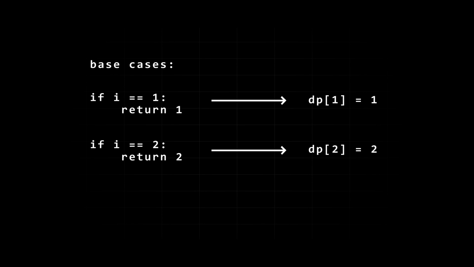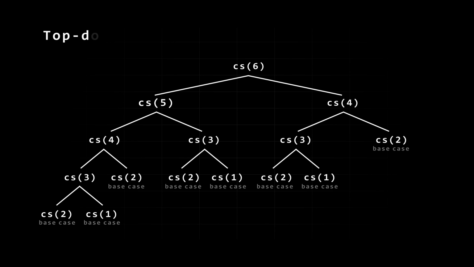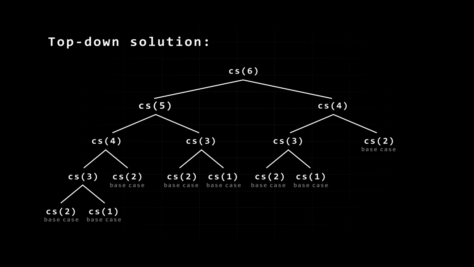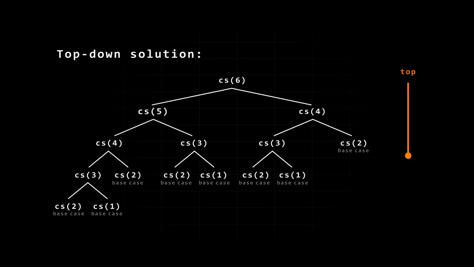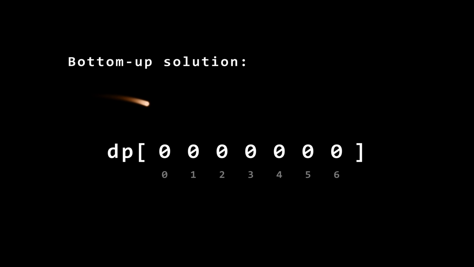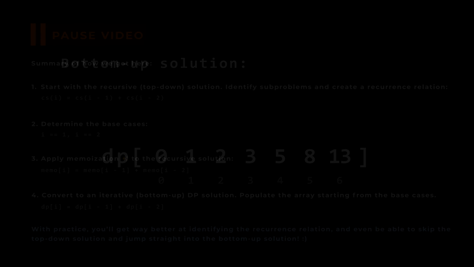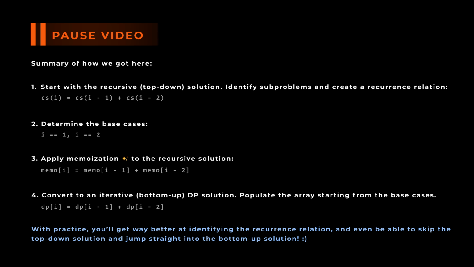And to populate the rest of the array, we just need to do it in reverse. So if you think about the recursive solution, which is a top-down solution, where we start with the main problem and go all the way down to the base cases. Whereas DP solutions follow a bottom-up approach, where we start with the base cases and then go all the way up to the main problem. So that's how that process works.